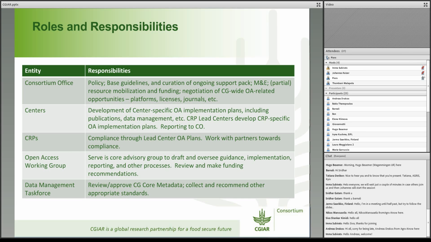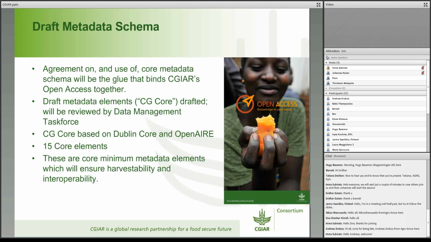So when we talk about the draft metadata schema, that is what will actually make all of this glue stick together, because what we're not trying to do is build the ultimate single repository of all publications and data. We're not building the open access Death Star, as some people call it. What we're looking to do is allow each center to have their own open repositories that use a common metadata schema such that we can then harvest that up into a metadata repository, and it can be shared and interoperable with our partners.